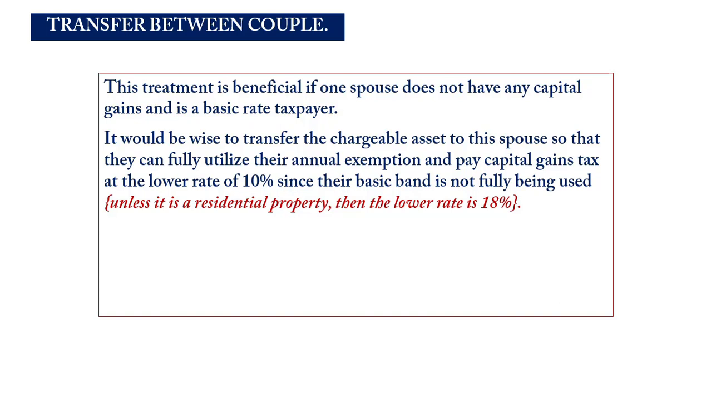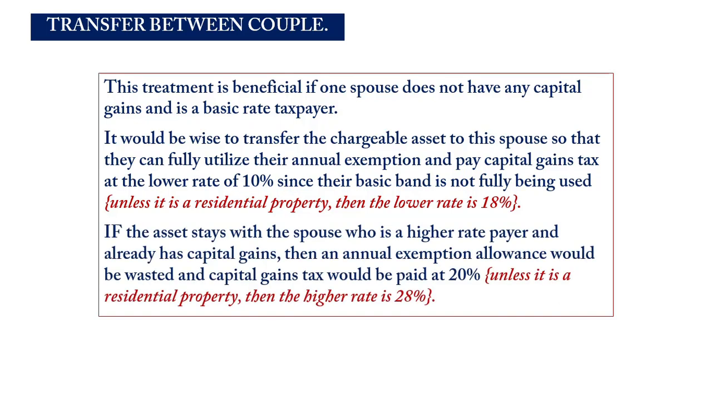Now it's also important if the wife does not have any capital gains at all, so that she'll utilize her annual exempt amount of 6,000 and also pay tax at the lower rate of 10% if it's a non-residential property, and at a lower rate of 18% if it is a residential property.